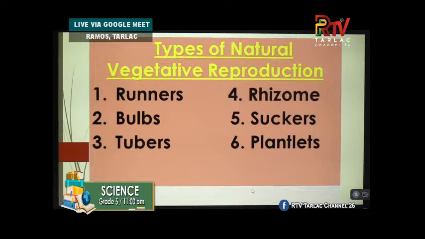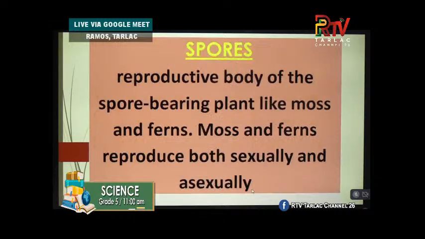Next is spores. Spores are a reproductive body of the spore-bearing plant, like moss and ferns. Moss and ferns reproduce both sexually and asexually.